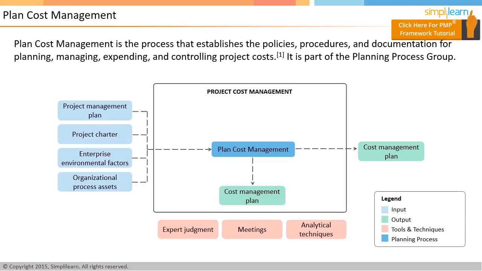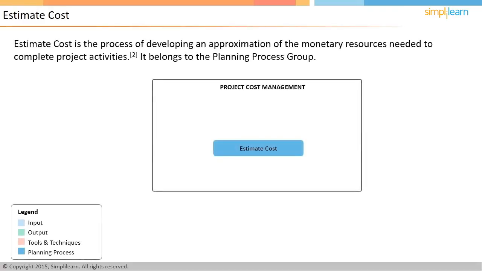In the next screen, let us discuss the second process under project cost management. Estimate cost. Estimate cost is the approximation of the monetary resources required to complete a project activity. Cost of a specific activity is estimated based on the information available at that point of time. As the project team gets more information about the project, the activity cost estimation may change.